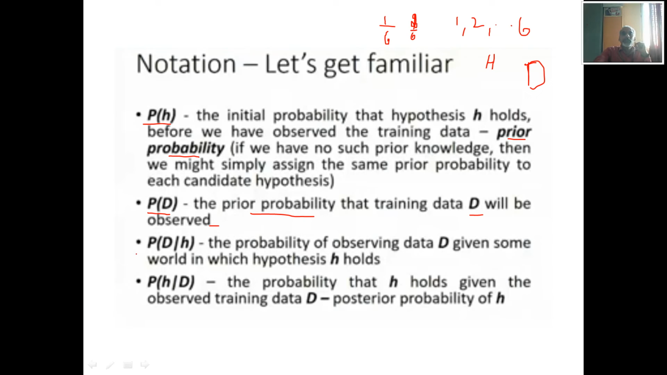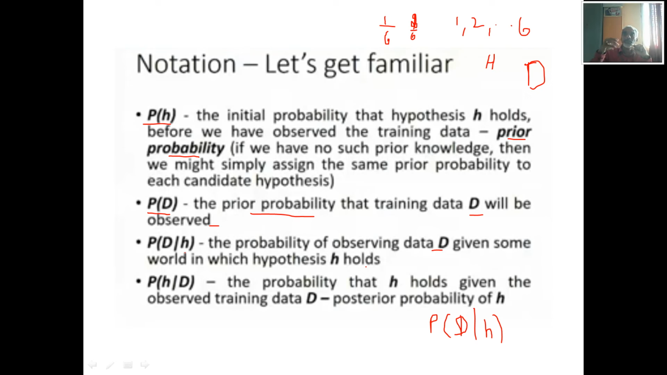This is the second parameter, and the third one is P of D given h. How are we going to read this? Probability of D, the given data set, given h. Don't write it as a divided-by symbol, it is a slash, read as given. For this particular hypothesis h, you are going to calculate the probability of observing this data D in some world in which hypothesis h holds.